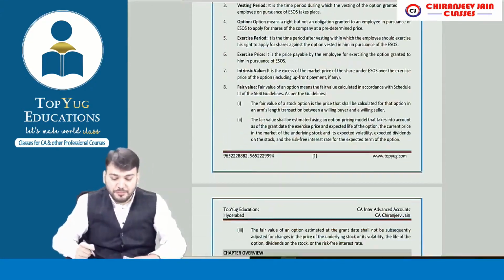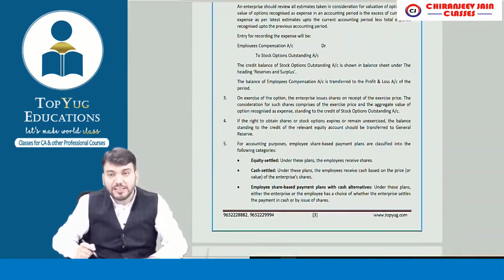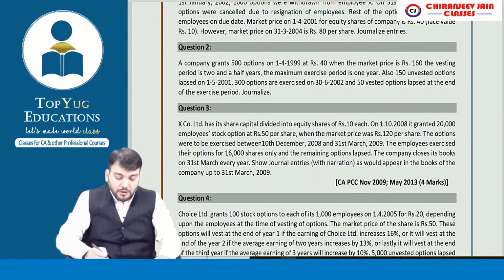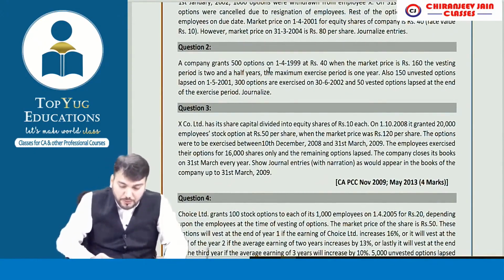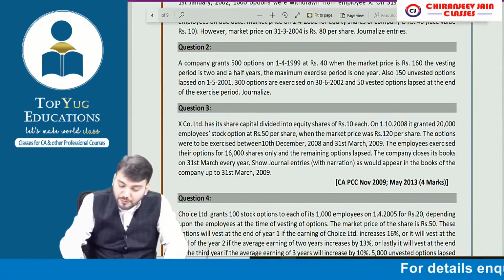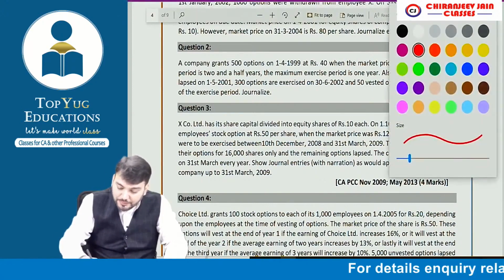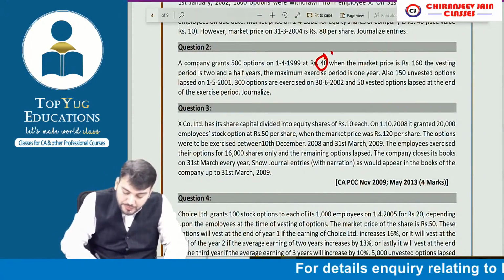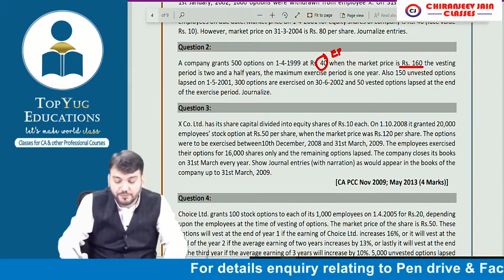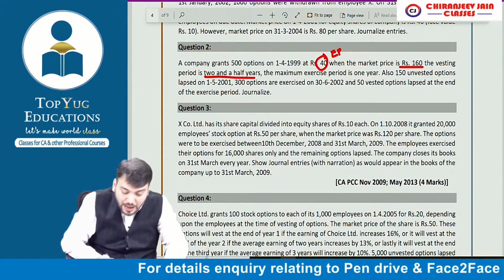Then we'll come to some important points which I have not yet discussed. Correct? A company grants 500 options on 1/4/1999 at rupees 40. So this 40 means exercise price. When the market price is 160, the vesting period is 2.5 years.